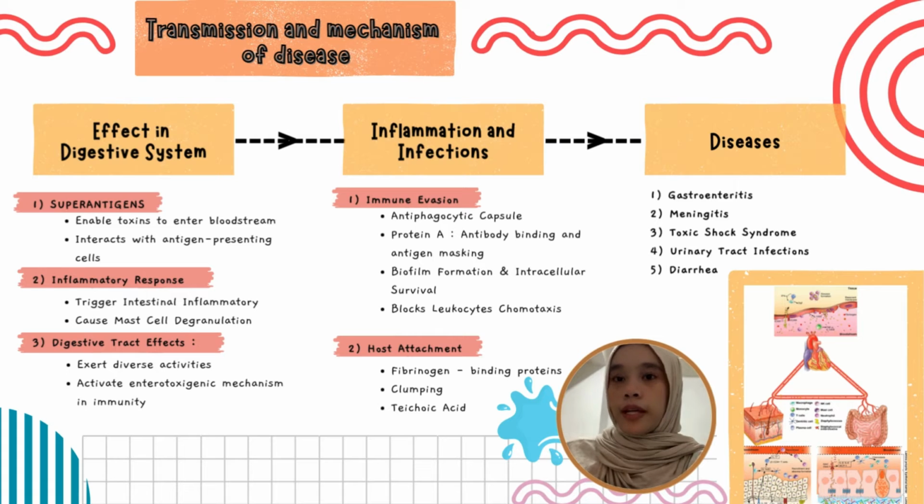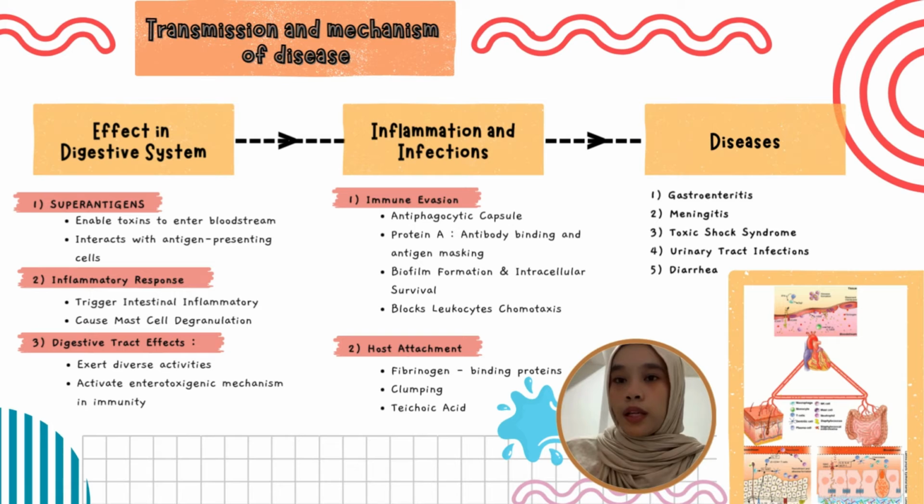First, S. aureus produces the enterotoxins, which are superantigens, that contaminate the food, and this toxin will enter the bloodstream and interact with the antigen-presenting cell, causing immune dysregulation. The toxin will trigger the intestinal inflammatory response, which leads to mast cell degranulation and irritates the digestive tract.